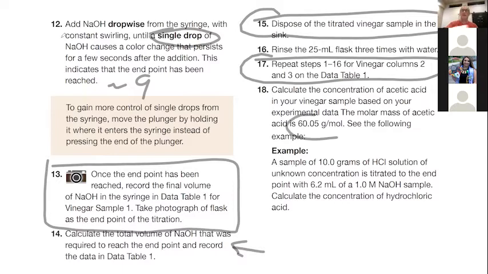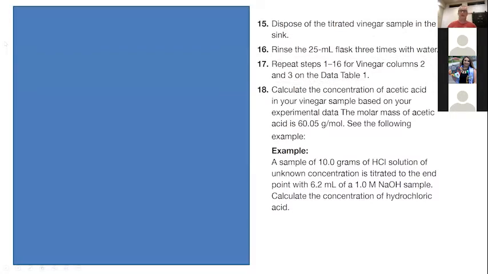Okay, and then calculate the concentration based on your experimental data. This is what the molar mass of acetic acid is. It'll tell you what the concentration of acetic acid will be. So here's an example. So I've got 10 grams of an HCl solution, so hydrochloric acid solution, and I titrate it to the end with 6.2 mils of a 1 molar NaOH sample.